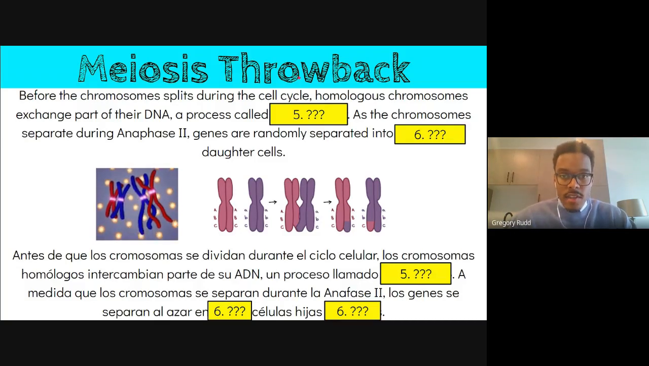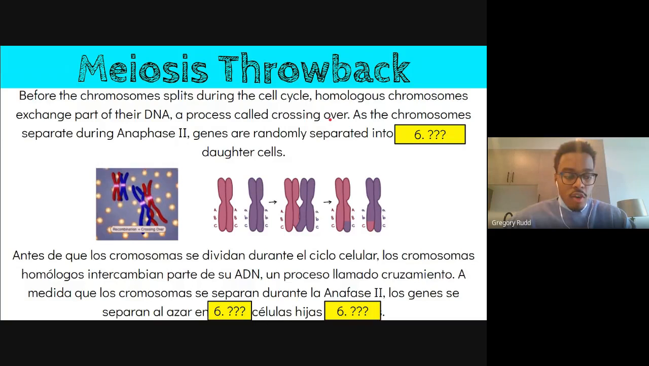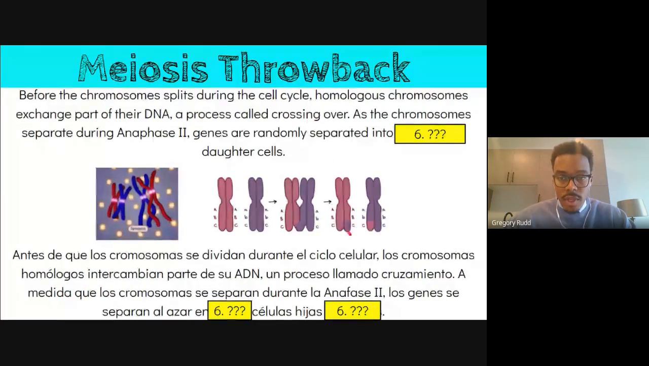Yes, excellent, Jessica. So this is a process called crossing over. It happens during anaphase two. Excellent. So again, this is a good thing to write down if you can't find this anywhere in your notes, or if you don't remember this concept. Crossing over is when they exchange just a little bit of their genetic material.